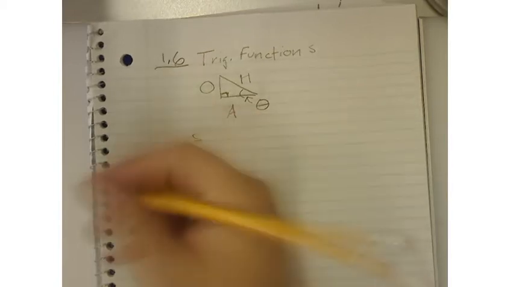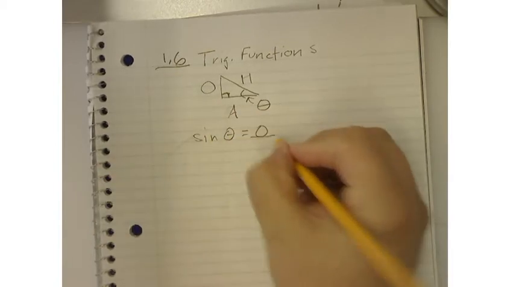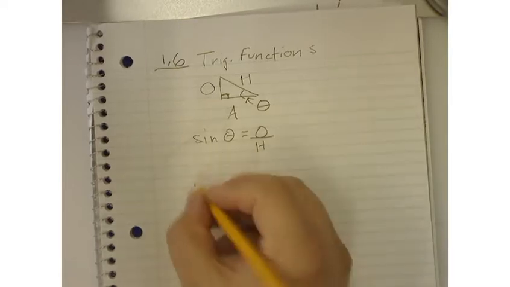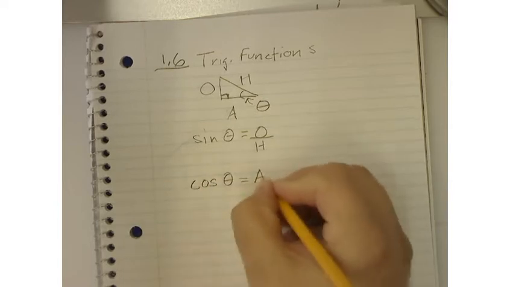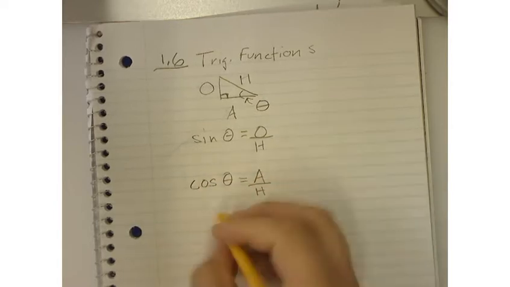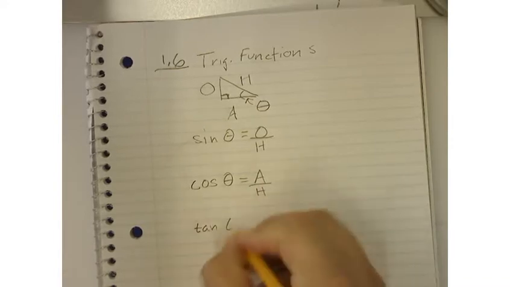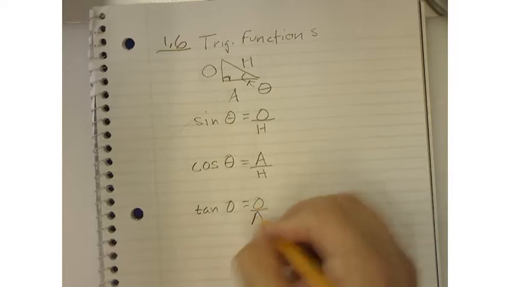So, for example, sine of theta is nothing more than the opposite side length over the hypotenuse. Cosine of theta is equal to the adjacent over the hypotenuse. And tangent of theta is going to be the opposite over the adjacent.